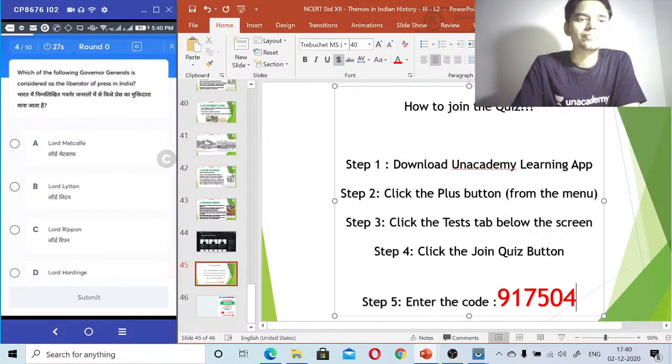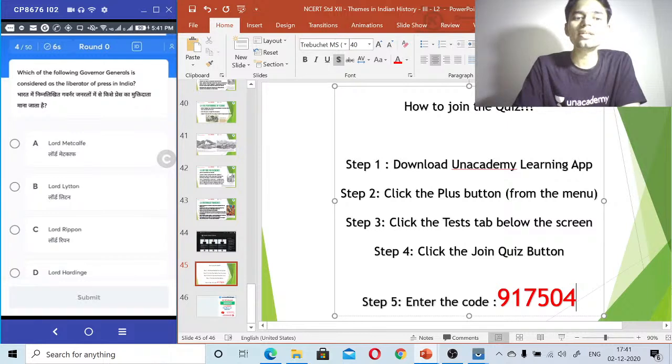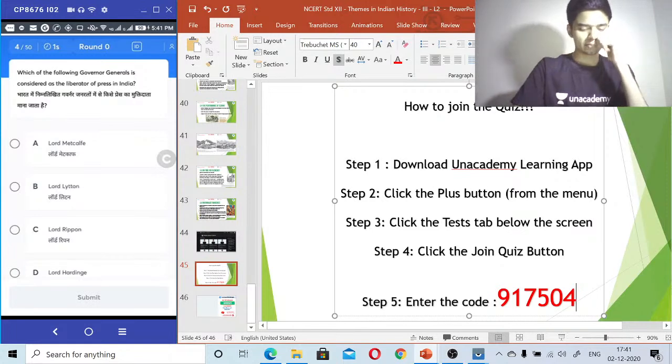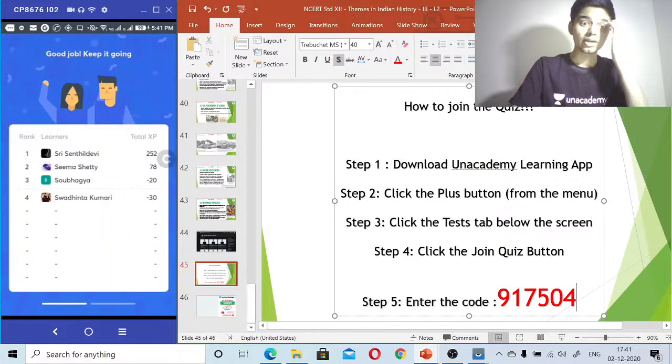Okay. Fourth question. Which of the following Governor Generals is considered as the liberator of press in India? Lord Macaulay, Lord Lytton, Lord Ripon, Lord Hardinge. Should be an easy question. Correct answer is Macaulay. Okay, Lord Macaulay is the correct answer.